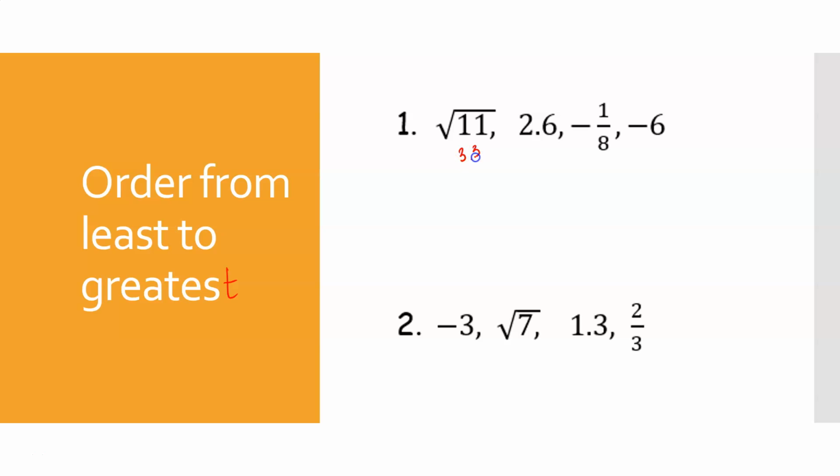So this one would be about 3.3, and this one 125,000. Okay, so if you do that, -6 would be your smallest, and -1/8. Then you would have 2.6, and then the square root of 11, which is 3 3/10, about. Okay, the next one, if you put those in decimal format and order them, -3 is your smallest, then you would have 2/3, then 1 3/10, and then the square root of 7.